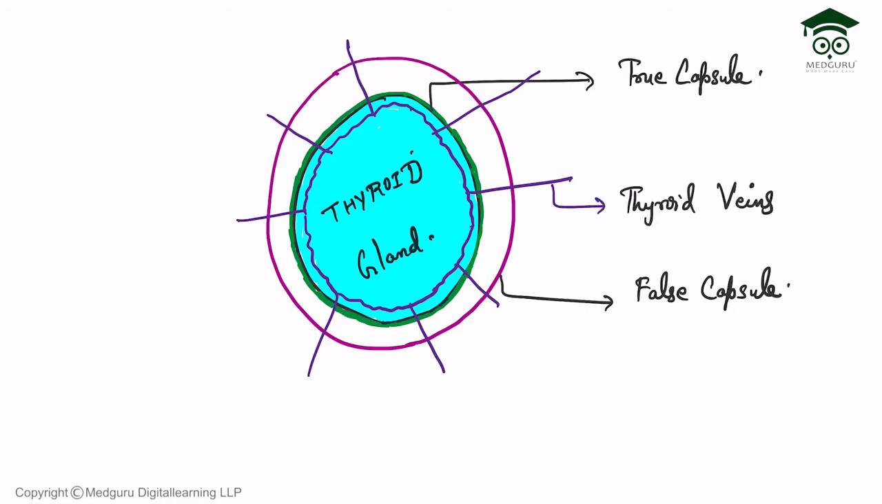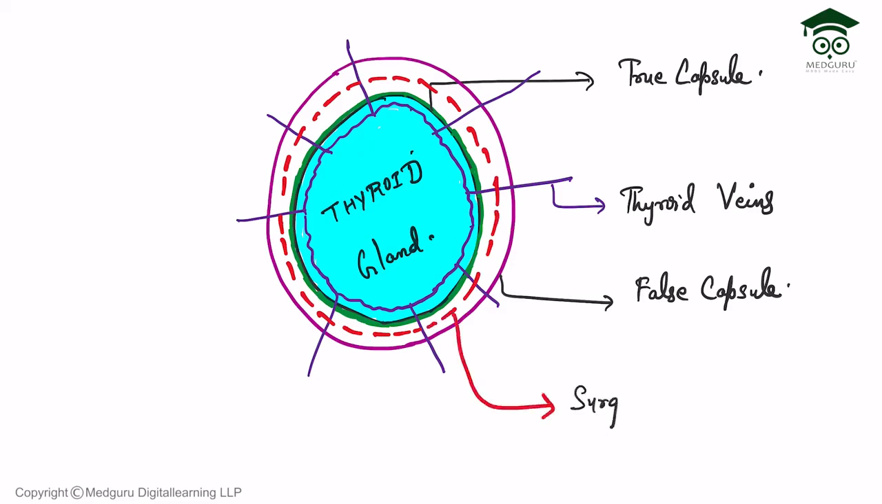You can see in the diagram that the location of thyroid vein is inside the thyroid gland, meaning inside the true capsule. So for preserving the thyroid vein and preventing bleeding, we give the surgical incision in between the true and false capsule. These red broken lines show the incision given in the thyroid gland to take out the thyroid gland. So this surgical plane of cleavage lies exactly between the true and false capsule. Thank you.